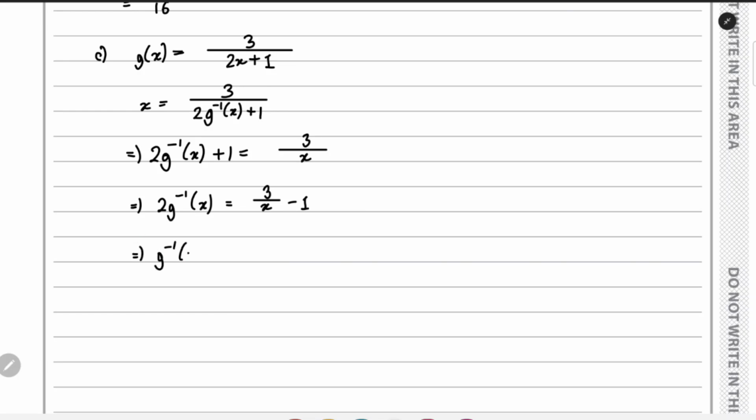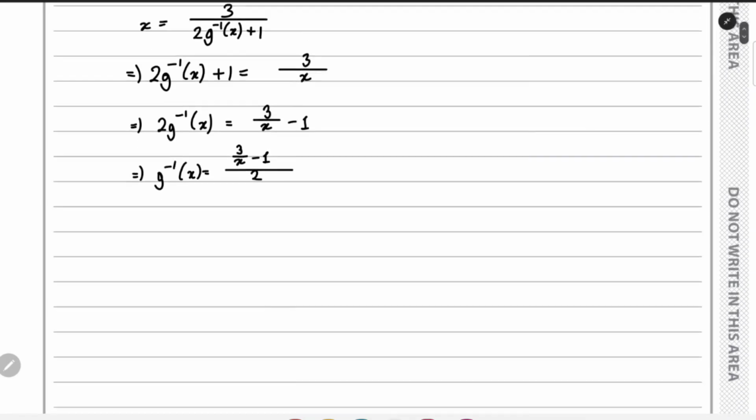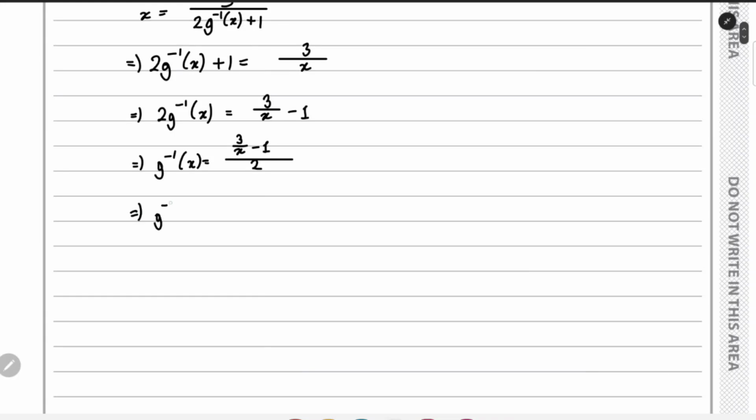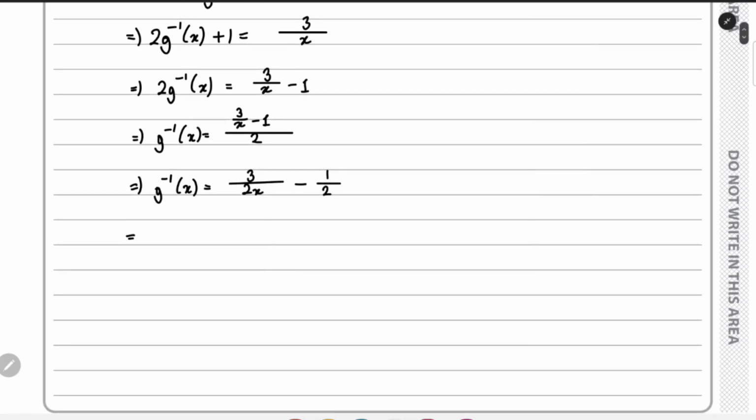g inverse x will be equal to 3 by x minus 1 divided by 2. We can simplify this further. g inverse x is equal to 3 by 2x minus half. I can take 2x as the common denominator over here as well. I can write it down as 3 minus, if I have a common denominator of 2x, I just have to multiply x over here. So 3 minus x.